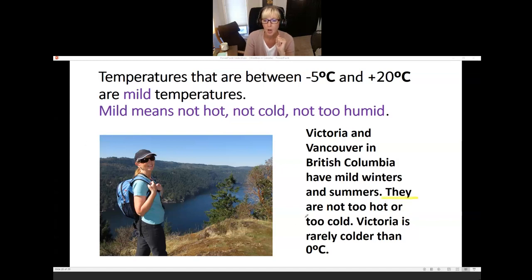They are not too hot or too cold. Victoria is rarely, almost never, colder than 0 degrees Celsius. Because Victoria is on the Pacific Ocean, it does not get cold. The temperatures stay mild.